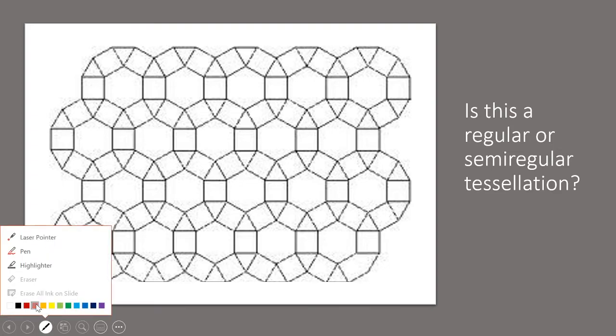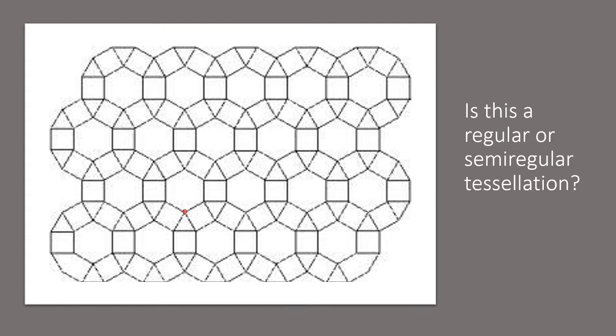So the first thing I'm going to do is choose a vertex, any vertex here. And at this vertex, I see that I have one triangle, and I also find two squares, and I also find that there is one hexagon.